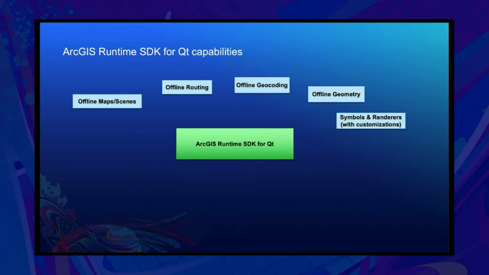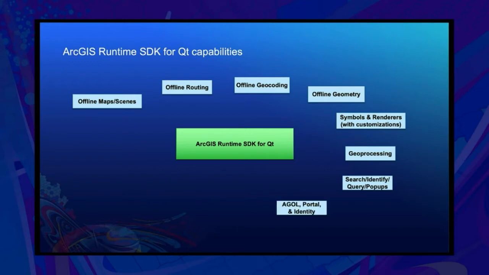We support symbolizing and using custom renderers, so things like dictionary renderers for military symbols, really complex symbols you can publish in Pro and share as style files and open those in Runtime. We support geoprocessing. We support searching, identifying, querying, displaying pop-ups. We support working with ArcGIS Online and Portal. We support your ArcGIS identity, so logging into these different systems using the different security measures, whether it be IWA, OAuth, PKI, token.